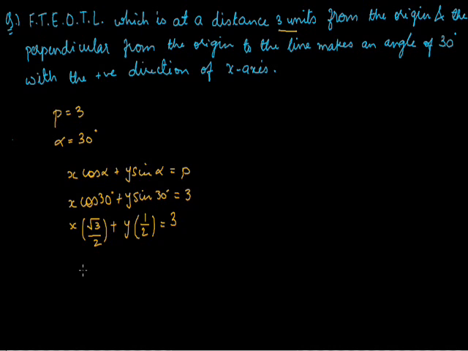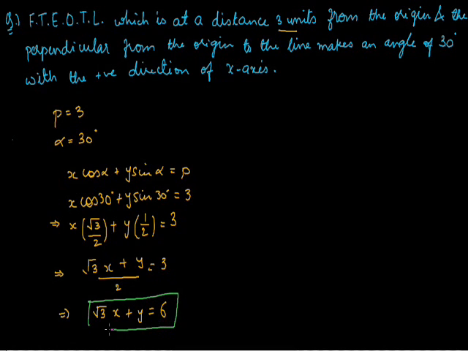Now I know that cos 30 is equal to root 3 by 2, so x times root 3 by 2 plus y times sin 30, and I know that sin 30 is equal to 1 by 2, is equal to 3. Taking LCM on both the sides, I'll get (root 3x plus y) whole upon 2 is equal to 3. This implies that root 3x plus y is equal to 2 multiplied with 3, and we will get the required equation of the line which we were asked to find out, which is root 3x plus y is equal to 6.